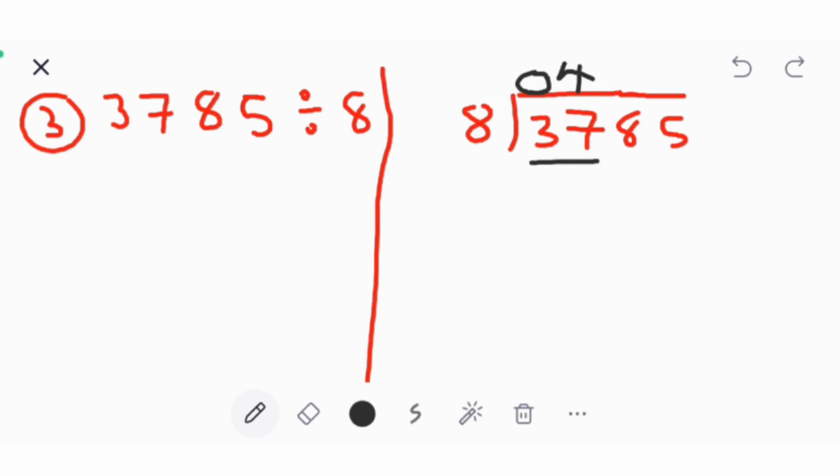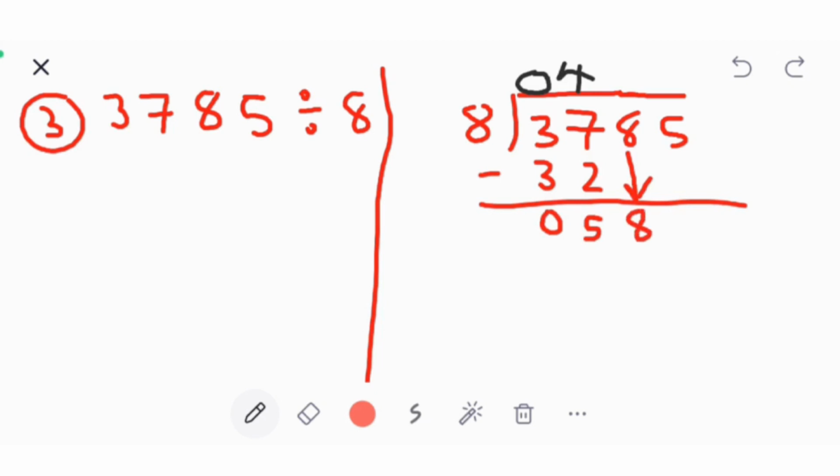Then you multiply 8 times 4. That gives 32. Then when you subtract, what will you have? 7 minus 2 is 5. 3 minus 3 is 0. Then you bring down the next digit, which is 8. When you bring down a digit, you must divide. So how many times can 8 go into 58? That should be 7. So it goes 7 times.